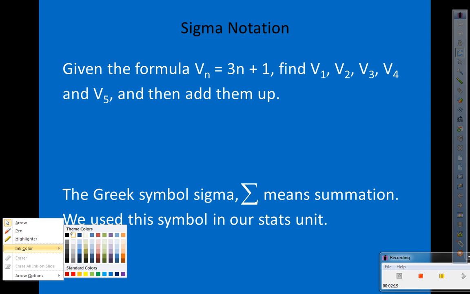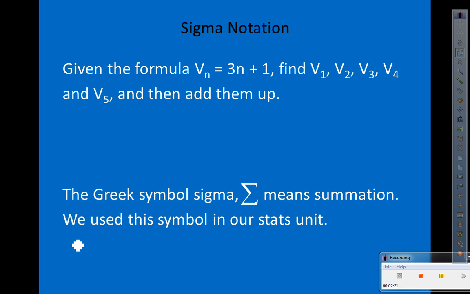Think of this real fast, then I'm going to show you how we're going to write it as mathematicians. Given the formula, b sub n equals 3n plus 1, I would like for you to find b sub 1, b sub 2, b sub 3, b sub 4, and b sub 5, and then add them together. So here's what you're going to be doing. B sub 1 is, and remember just for some quick review, to find the value of the first term, plug 1 in right here where the n is.